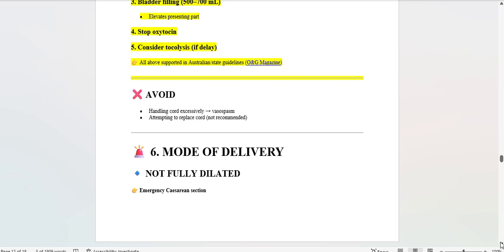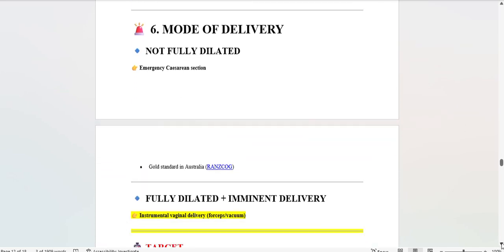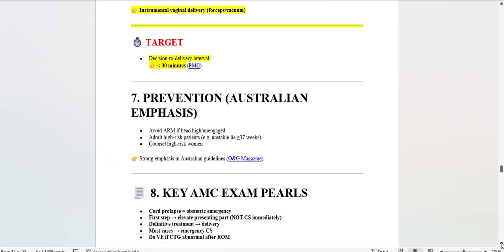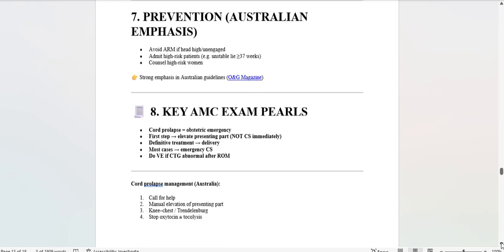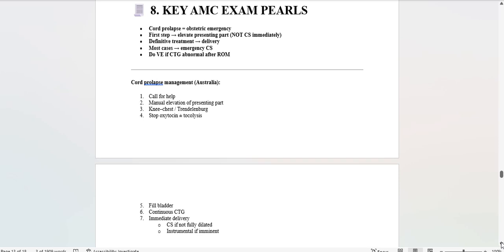Okay, mode of delivery we already discussed, right? Fully dilated: instrumental vaginal delivery. Decision to delivery interval less than 30 minutes. It's all from these guidelines, guys. Definitive treatment: cord prolapse is an obstetric emergency. First step, elevate the presenting part. Definitive treatment is delivery, in most cases emergency cesarean section. Do a vaginal examination if CTG is abnormal after rupture of membranes.